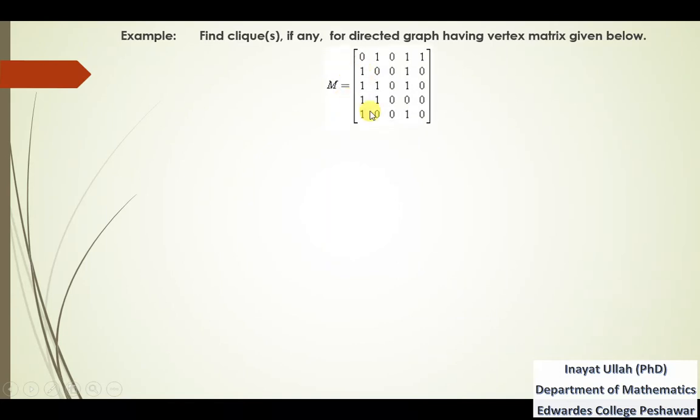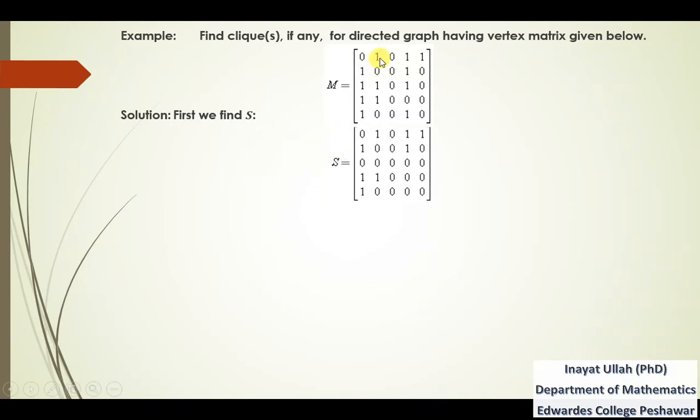We are given the vertex matrix for a directed graph. So first of all, for clique, find the S matrix. This is S matrix. These two are ones, so automatically these two will be ones. This with that are not one, so this entry will be 0. This with that are 1, so this entry will be 1. This with that one is 1. Now this is 1 automatically, that is 0. 0 will be 0. Okay, just search for ones.